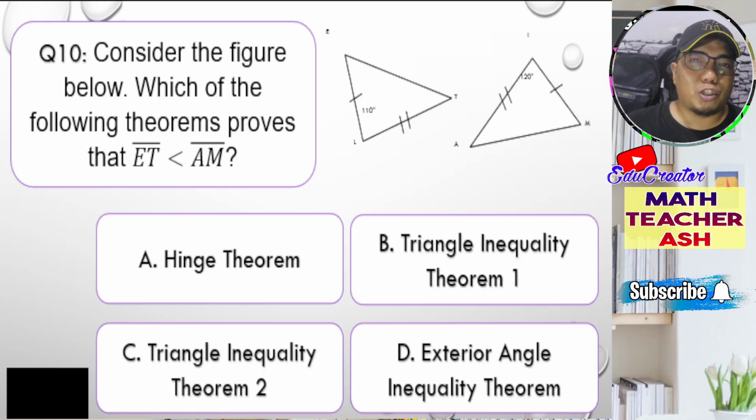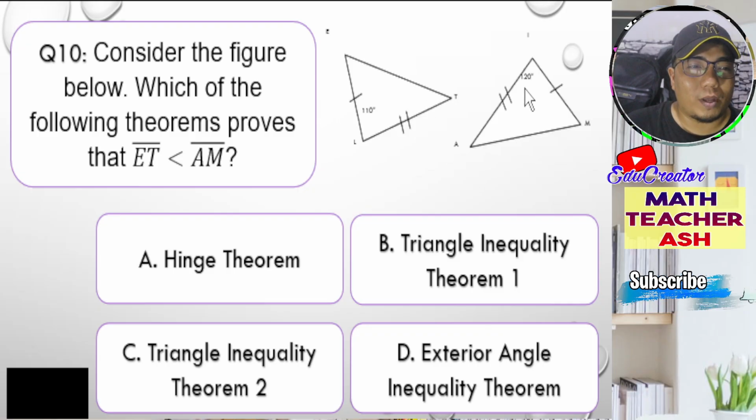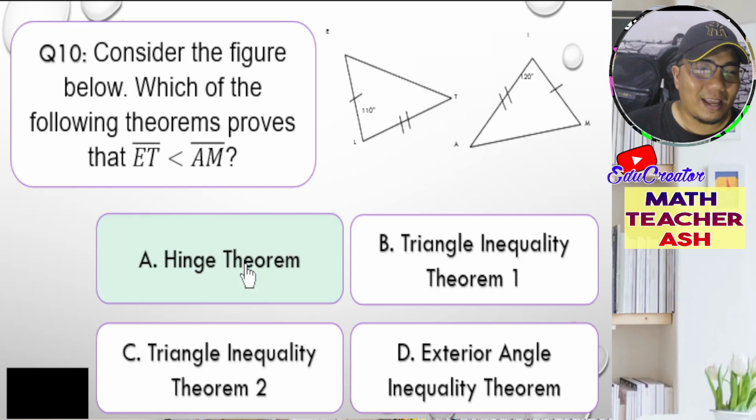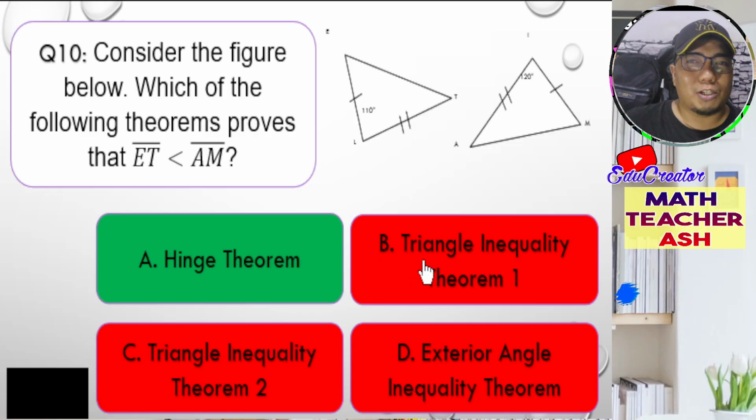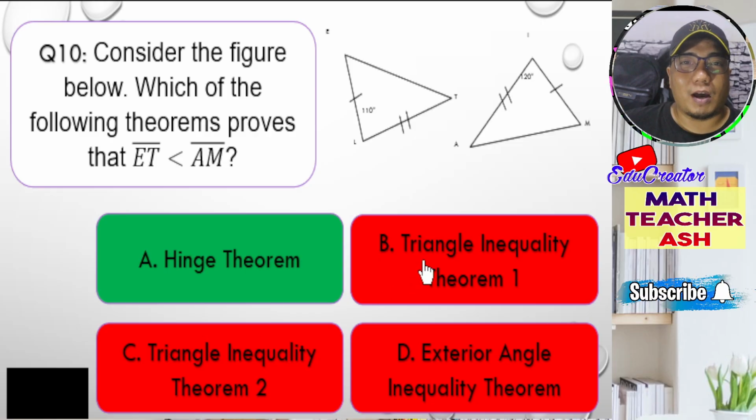Okay, if you know the definition of the hinge theorem, it talks about if two corresponding pairs of sides of two different triangles are congruent and they have different measurements of their included angle, the triangle with the bigger included angle has the bigger third side. So in this case, we have 120 here, we have 110 here, therefore this AM is greater than ET. Okay, so that is based on the hinge theorem. All right, so I hope you got that one, my dear math learners, and congratulations, you already finished the first part of our reviewer series.